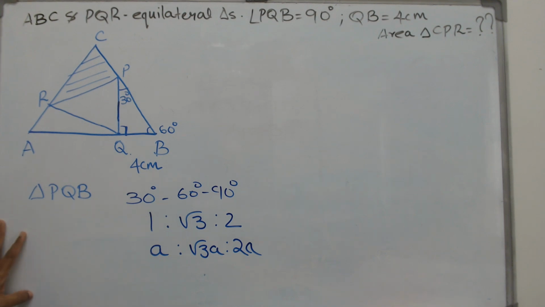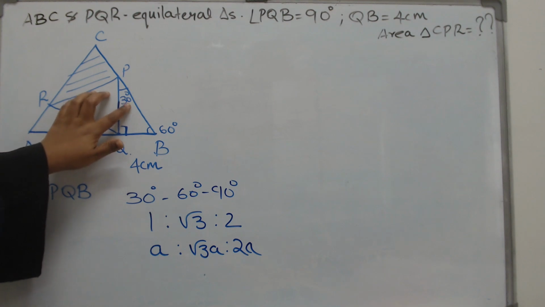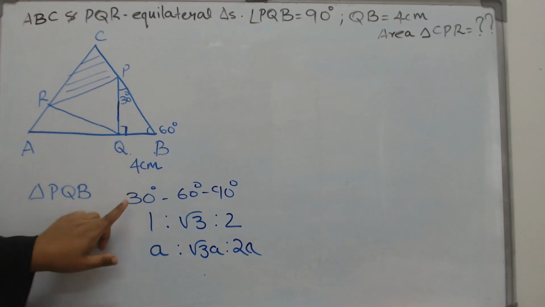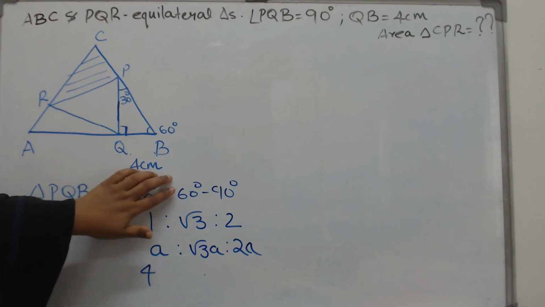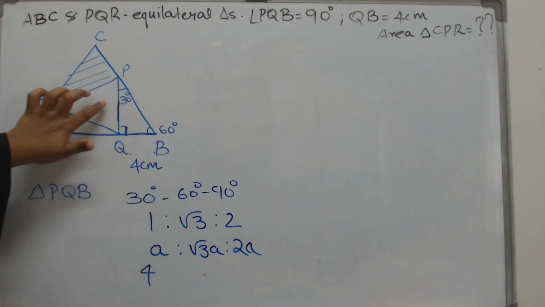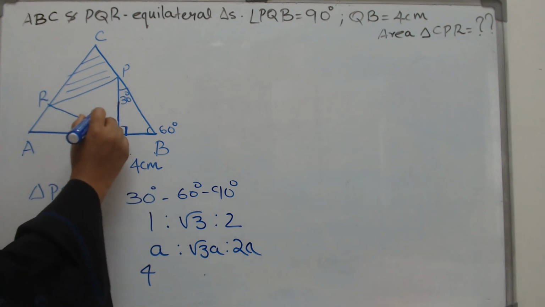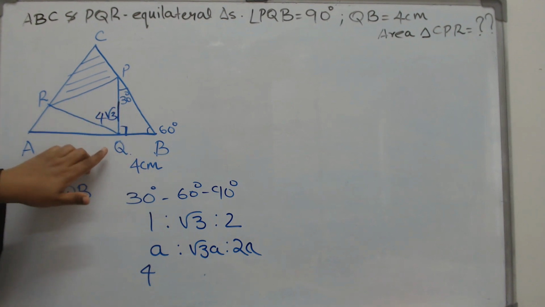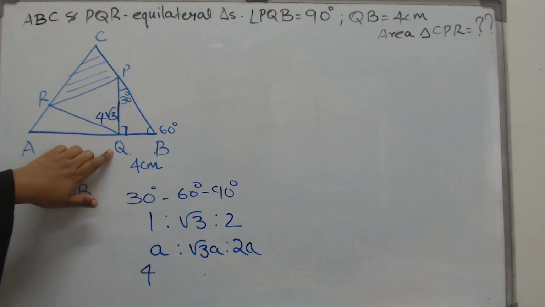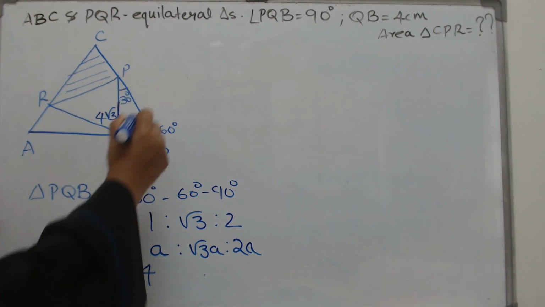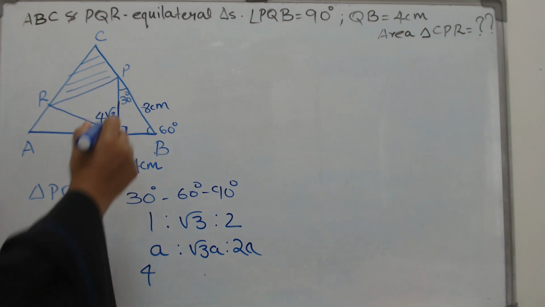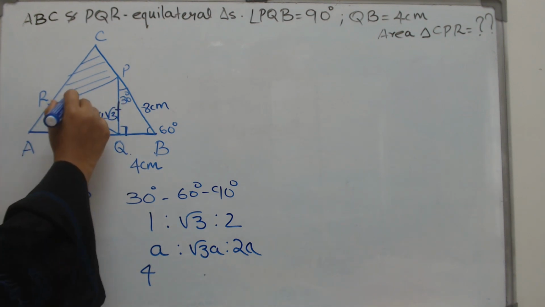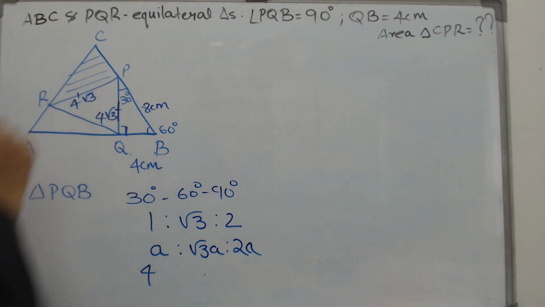Now what information do we have? The side opposite to 30 is 4 centimeters. So if the side opposite 30 is 4 centimeters, then the side opposite 60, your 60 comes here, will be what? 4√3, and the side opposite to the greatest angle, which is 90 degrees, will be 8 centimeters, right? Now what do you know about PQR? It is an equilateral triangle, which means all sides are equal, which means here also you have a 4√3.